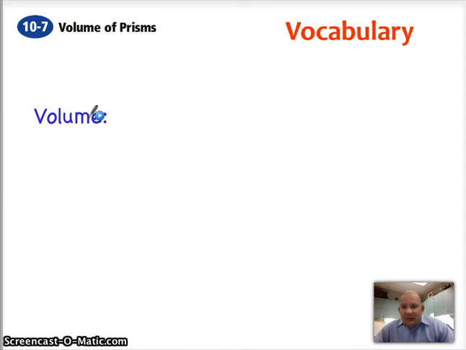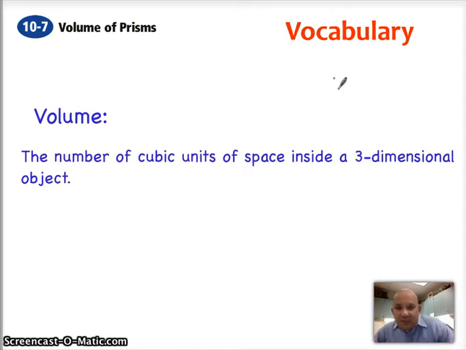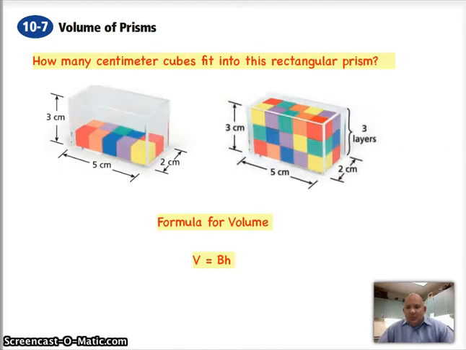Finally, we're going to talk about the word volume. Volume is the number of cubic units of space inside a three-dimensional object. It's related to area. Area is two-dimensional. Volume is three-dimensional. So we're not only talking about space on a plane or space on a flat surface. Now we're talking about space inside of an object. And we call that cubic amounts of space or cubic units of space.